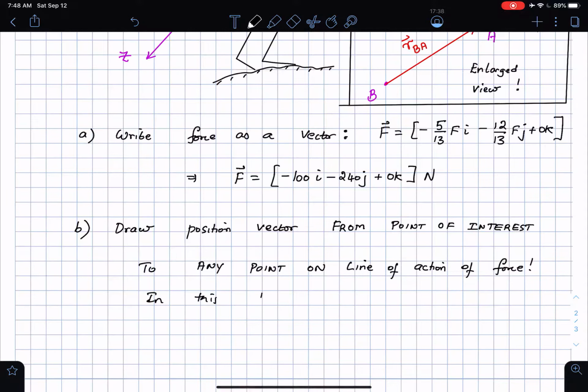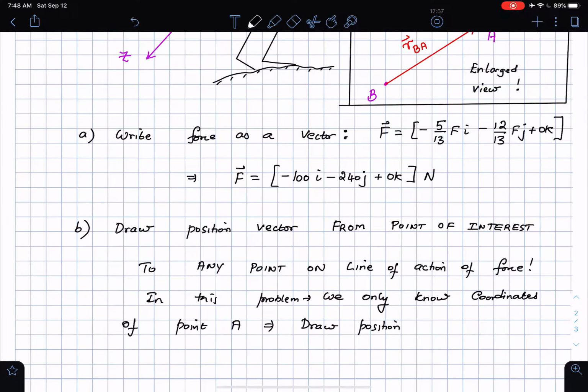In this problem we only know the coordinates of the point A, which means that we draw the position vector from B to A. Okay, that's important.